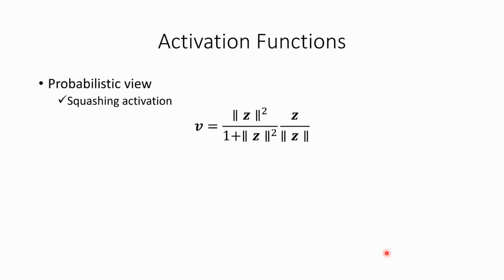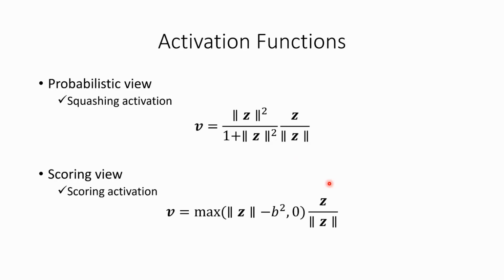We also have two different activation functions here. The first one is based on the probabilistic view, when we want to see the norm of the vector as the probability of presence of an entity. So in this case, we use the squashing activation function, which is similar to the original capsule network. The other perspective is the scoring view, which basically encourages a capsule to have at least a minimum length B to get fired. So here, this B is the threshold: if the capsule is not larger than that, we turn the capsule completely off.